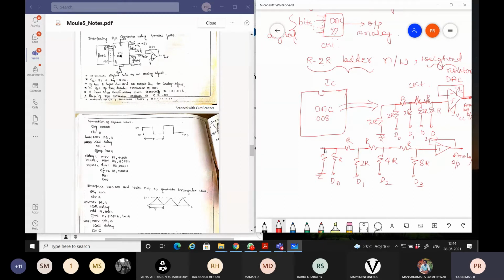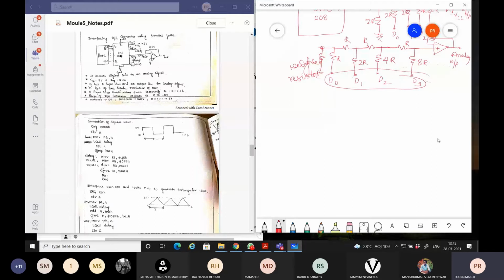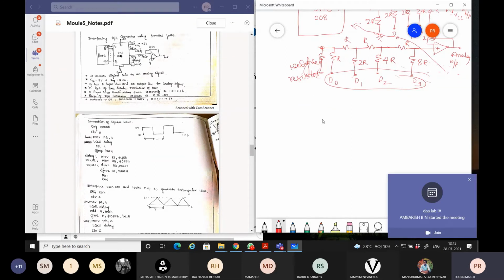The major setback with the weighted resistor DAC is that as the number of bits increases, the weight, or value, of the resistance also increases. As the value of the resistance increases, fabricating it on a chip becomes difficult. Therefore, to minimize the fabrication problems that arise due to the large resistance values, the R-2R network is used.